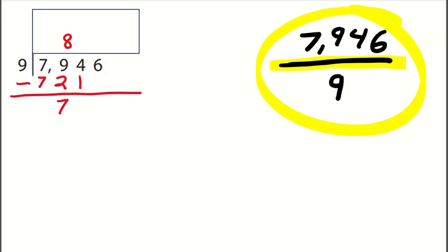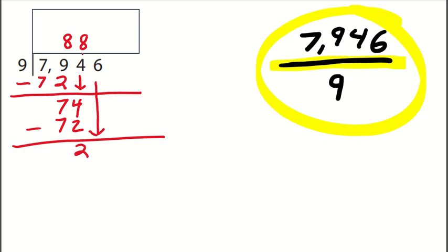Remember, we can bring down the number to the right, which is a 4, and now we have a 74. How many times will 9 go into 74? Well, I know that 8 times 9 is still 72, so I'm going to go with that. And I'm going to subtract 72 from 74, leaving me 2. Now I'm going to bring down the 6. Now I have 26. How many times will 9 go into 26? Well, I know that it'll go twice, and not a cent more.